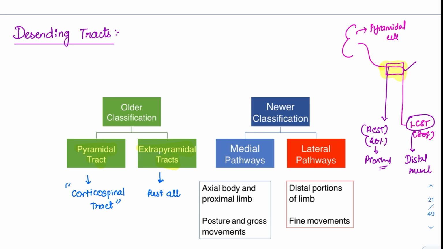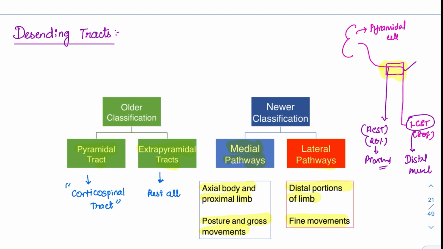This is the older classification, but the newer classification goes differently. It has medial pathways and lateral pathways. The lateral pathways control the distal portions. Right now we saw this is also a lateral pathway, controlling the distal portion. So the lateral pathway controls the distal portions of the limb, and does the fine movements. Whichever tract is involved in controlling fine movements is classified as a lateral pathway, and whichever tract is involved in controlling gross movements, that is axial body posture and proximal limb, and posture and gross movements, is called a medial pathway. So the present classification is lateral and medial.